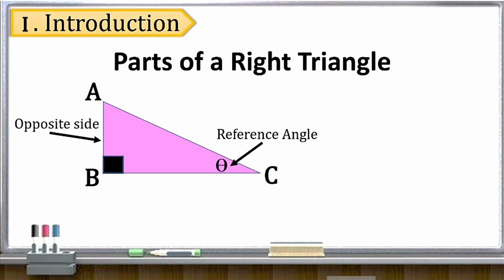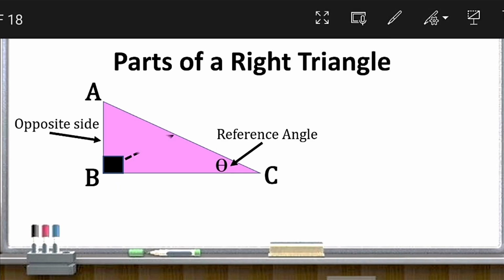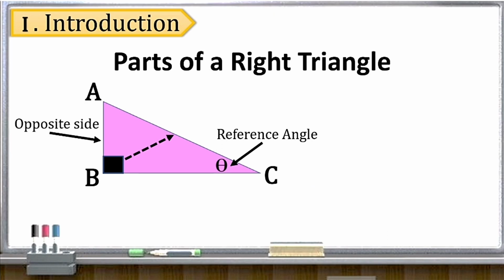Next, ang pinakamahabang side ng right triangle. So, madali lang natin itong ma-identify dahil bukod sa pinakamahaba, nasa tapat lang ito lagi ng ating right angle. At tinatawag natin itong hypotenuse. At yung natitirang side class, ang ating adjacent side.